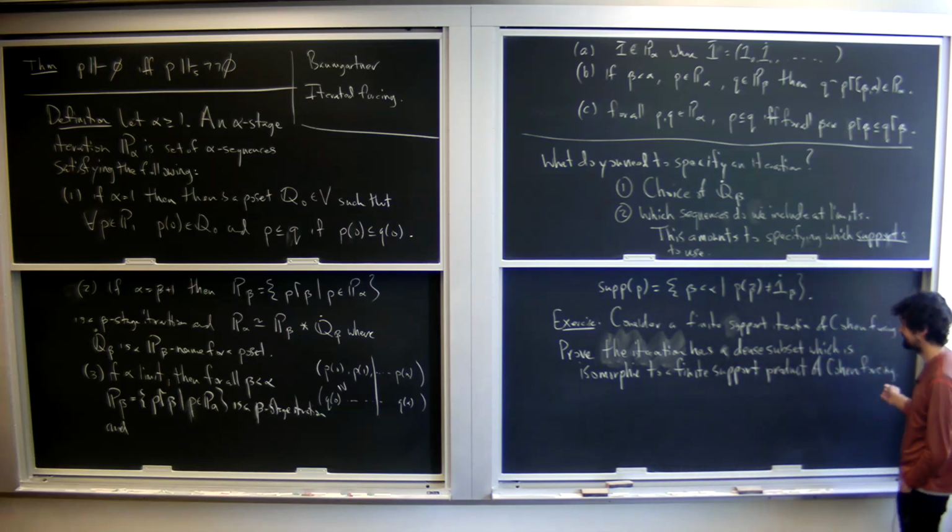Okay, so this is some kind of generalization of maybe an exercise from last time, which is that when you have a two-step iteration and the second step of the iteration is from the ground model, then that has a dense subset that's like a product, or that is isomorphic to things. So this is an example for a longer iteration, but it requires that your conditions are in some kind of simple forcing. Just some fixed one. So if the length of the iteration is alpha, then the product is going to be alpha.